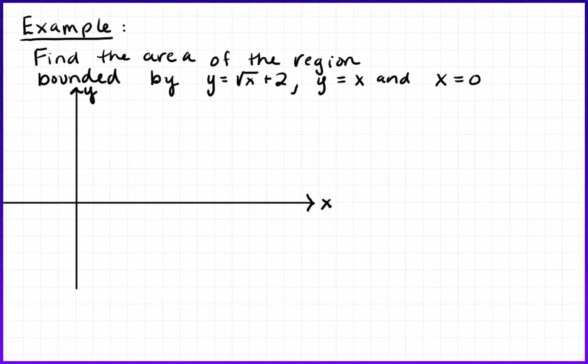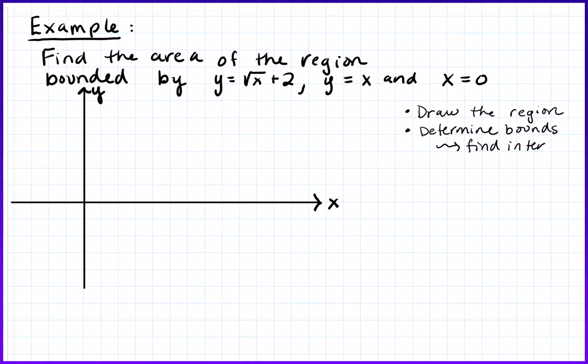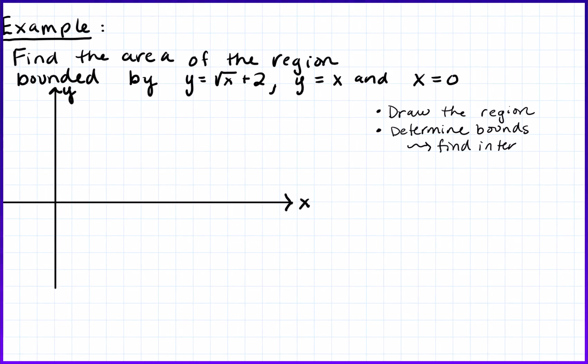I need to zoom in a little bit. Okay, so let's say, find the area of a region. We had two functions given, y equals the square root of x plus 2, y equals x, and x equals 0. Just some general rules of thumb: we're going to want to draw the region. If it's not already given to us, draw the region, or if we need to, use some sort of technology like Desmos to graph the region, but draw the region. And secondly, determine any bounds. Sometimes that will require us to find intersection points. Sometimes the bounds are given, but a lot of times we have to figure out where the two functions are intersecting.